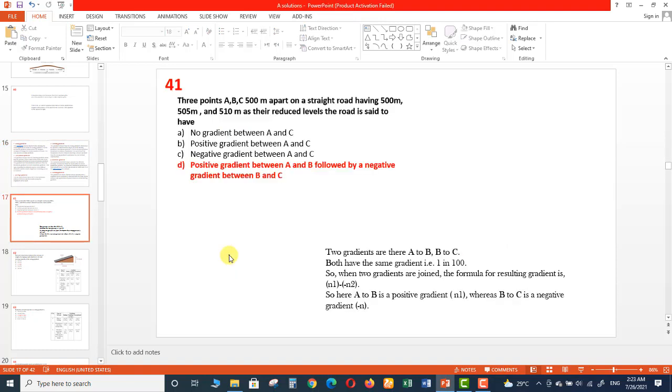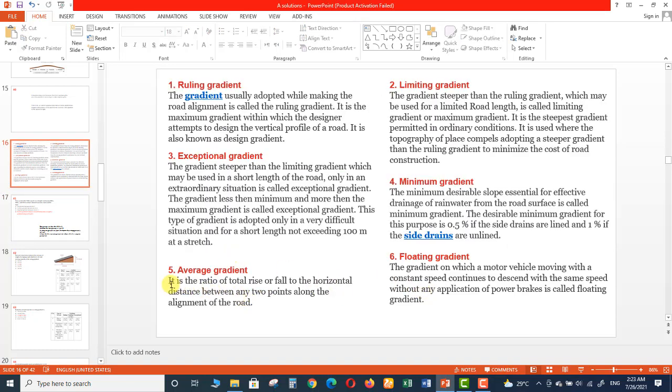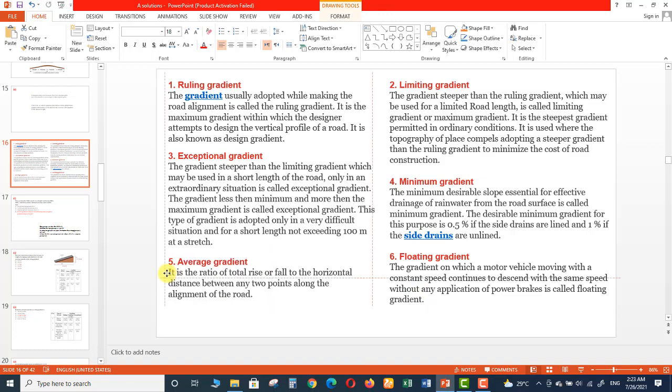Next one is average gradient. It is the ratio of total rise or fall to the horizontal distance between any 2 points along the alignment of the road. Is called average gradient.